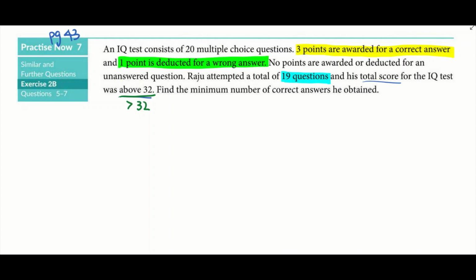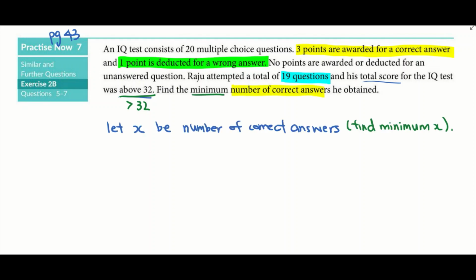Again, no X. Please define your X first. I give you a hint. If he has 19 questions and he has X correct answers, if it's not correct, if it's wrong, right? So what's the wrong answers? How many wrong answers does he have? 19 minus X.